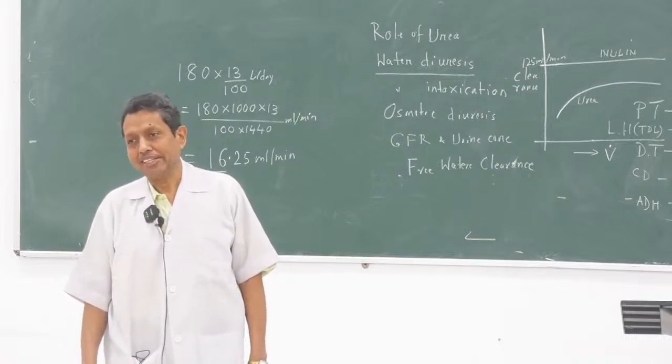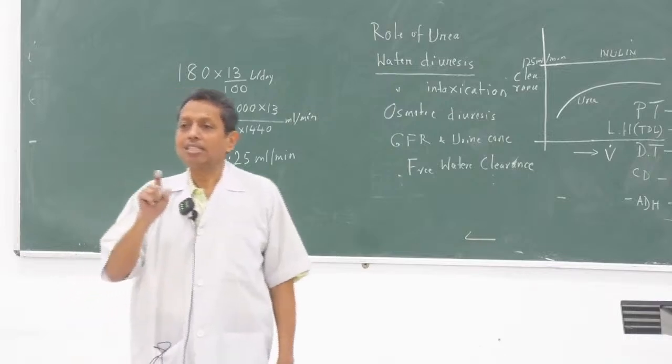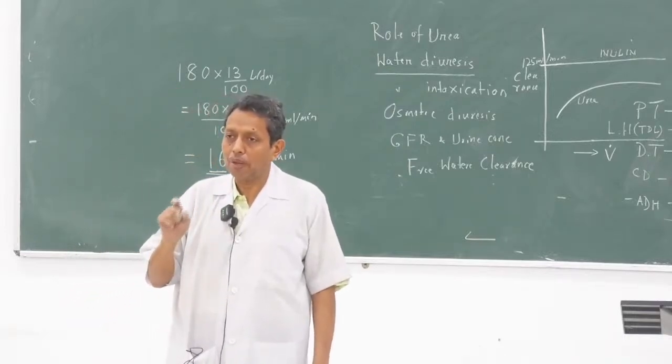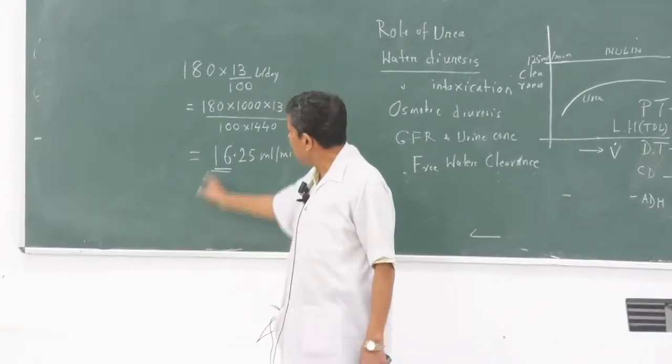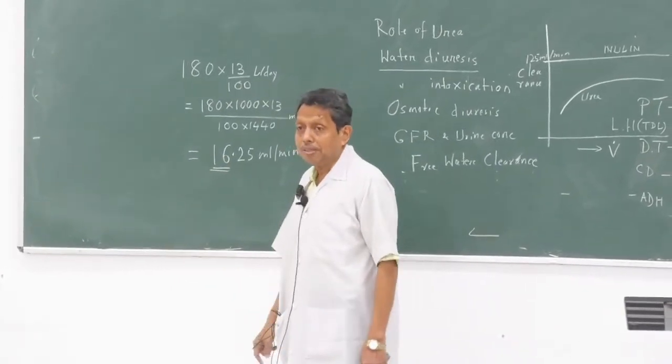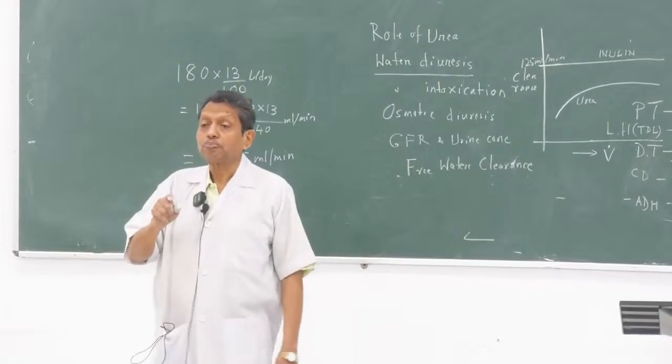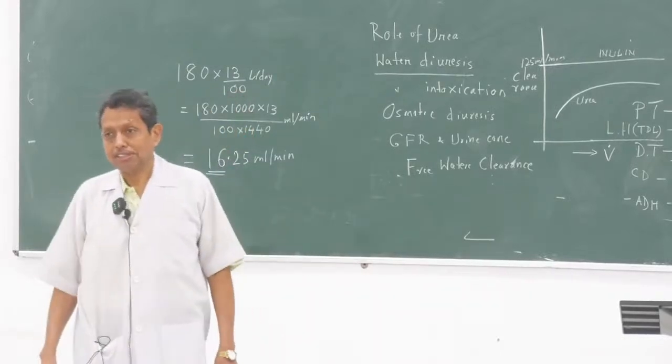So this is about dilute urine: how it forms and what the maximum flow can be. That is 16 ml per minute, but it can be exceeded in the case of osmotic diuresis.